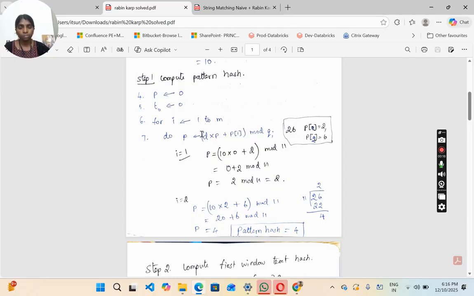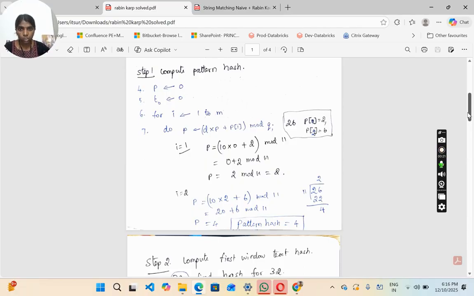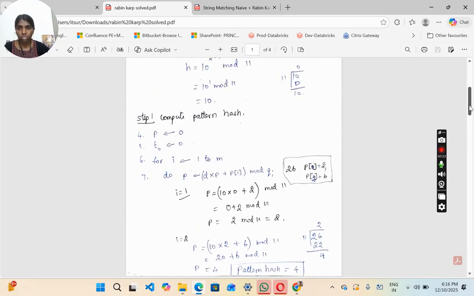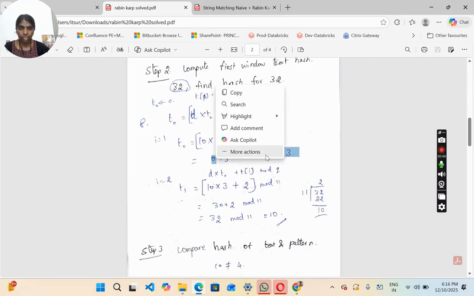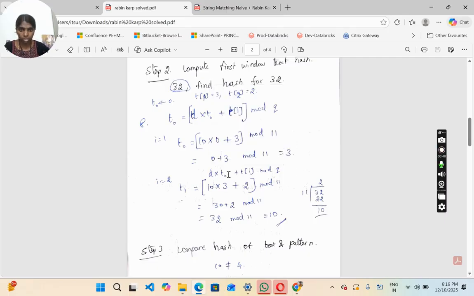Likewise, below, when we calculate for our text, t equal to d into t0 plus t of i. Initially t0 is 0, which we declared here. So when i equal to 1, d is 10, t0 is 0, and t of 1 in our case, for 32, is 3. So 10 into 0 is 0, plus 3, mod 11. When we divide 3 by 11, the remainder will be 3. And now our t0 is 3.